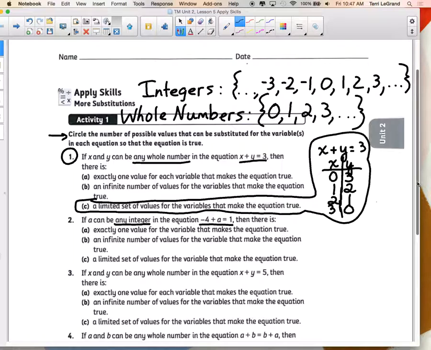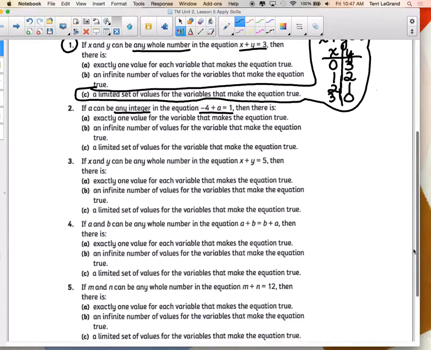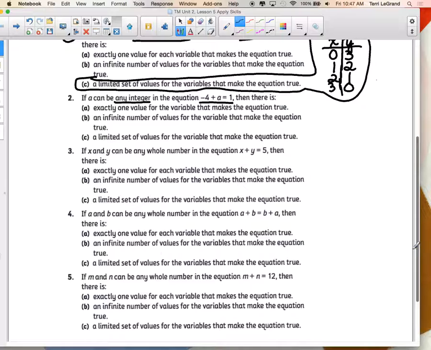Well, now we know we can pick numbers from the integer set for our equation. So let's put -4 plus a equals 1. How many variables do we have to deal with this time? 2? We just have 1, don't we? We just have the a, don't we? So we're looking for how many values can we substitute in for a that will make this equation true.